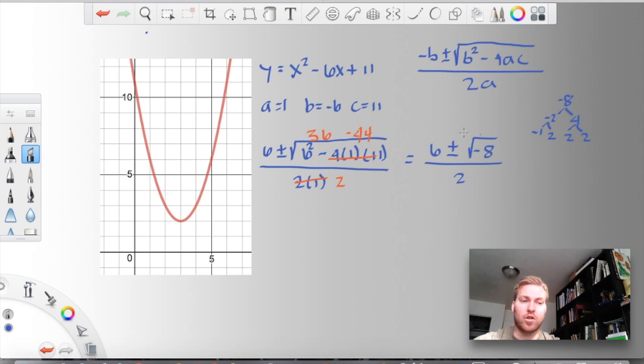So since it's a square root, we're looking for sets of two numbers, and we've got one set of two numbers right there, but then nothing else, right? So we're going to leave that negative 1 and that 2 in there, and we're going to write those separately for a very specific purpose here, which hopefully will be evident in a second. So let's rewrite this now. So I've got 6 plus or minus, I'm going to put my 2 on the outside, right?